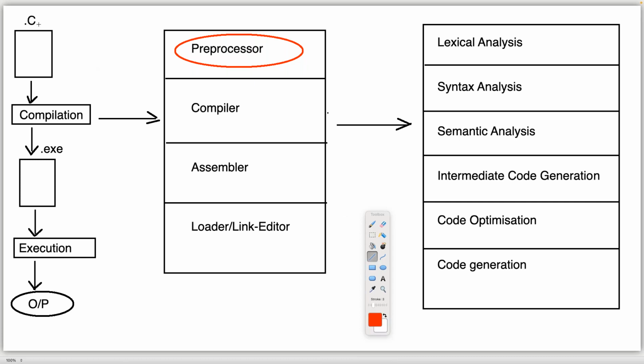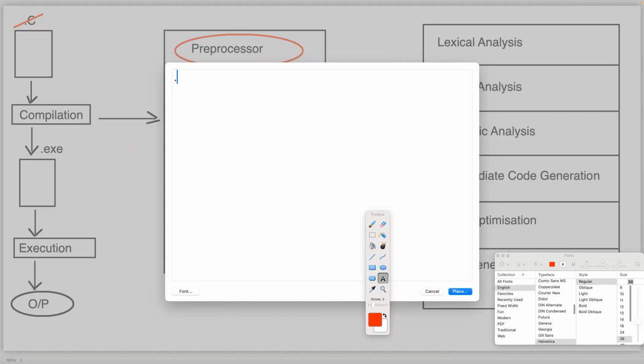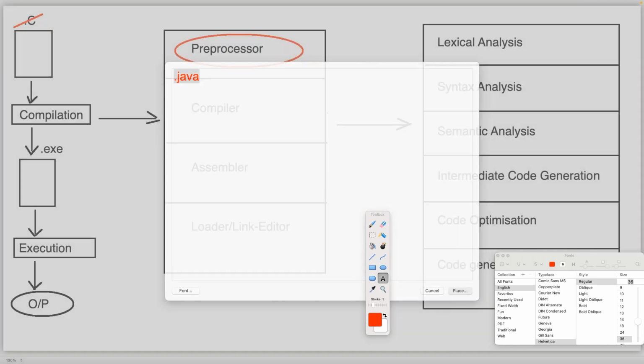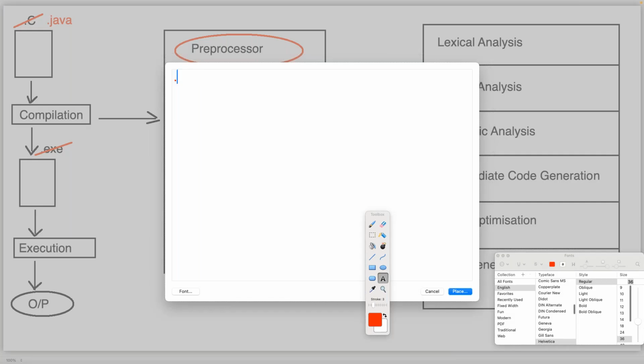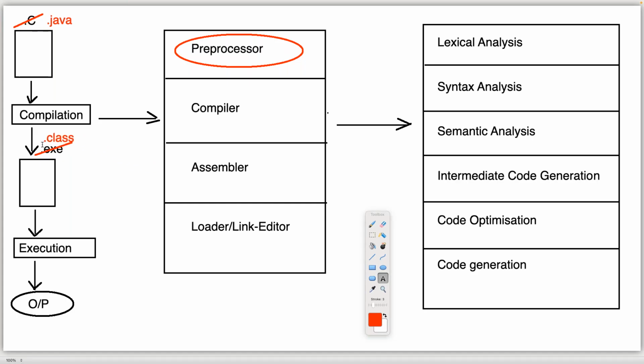First of all, for Java the file extension should not be .c. The file extension should be .java. Compilation is okay. After compilation of a Java program, we are not going to get .exe files. In place of the .exe file, we get .class files. When we execute these .class files, we get the outputs.